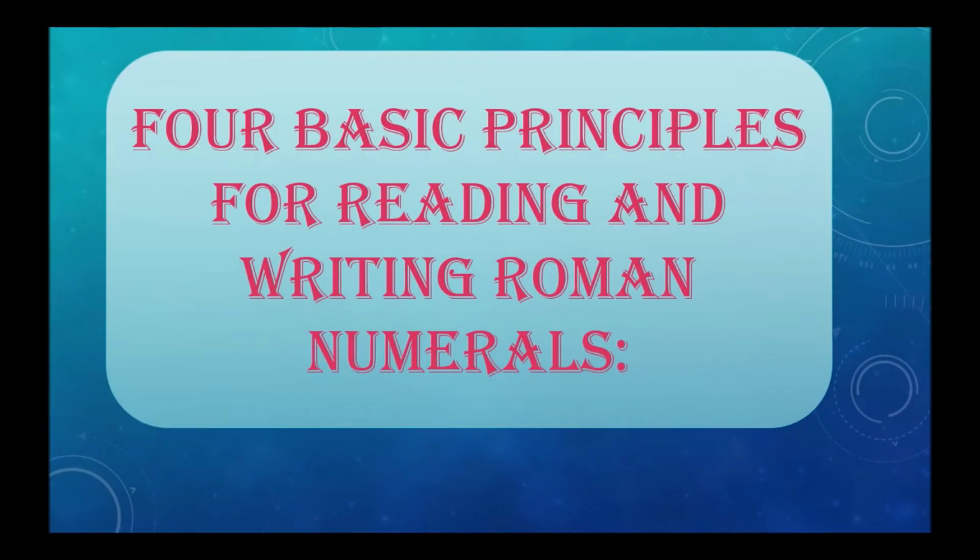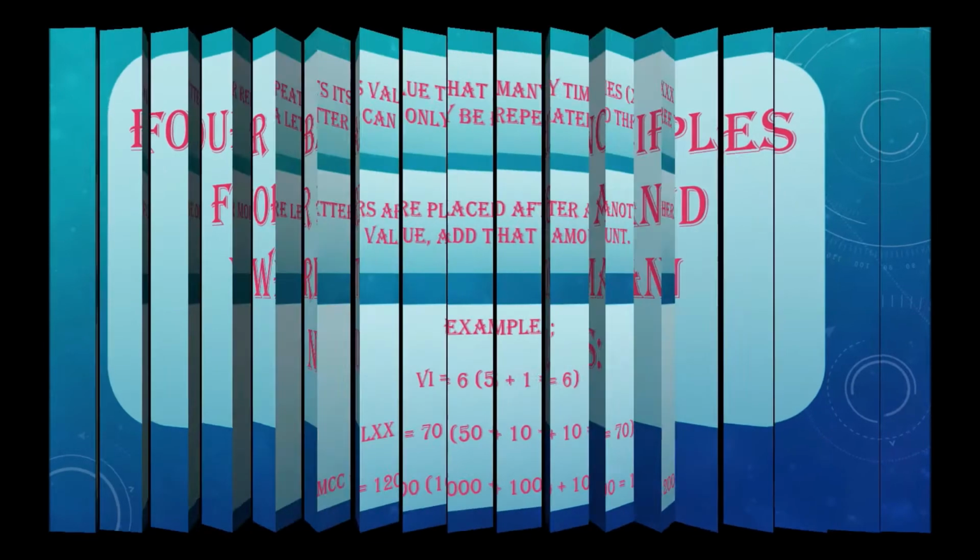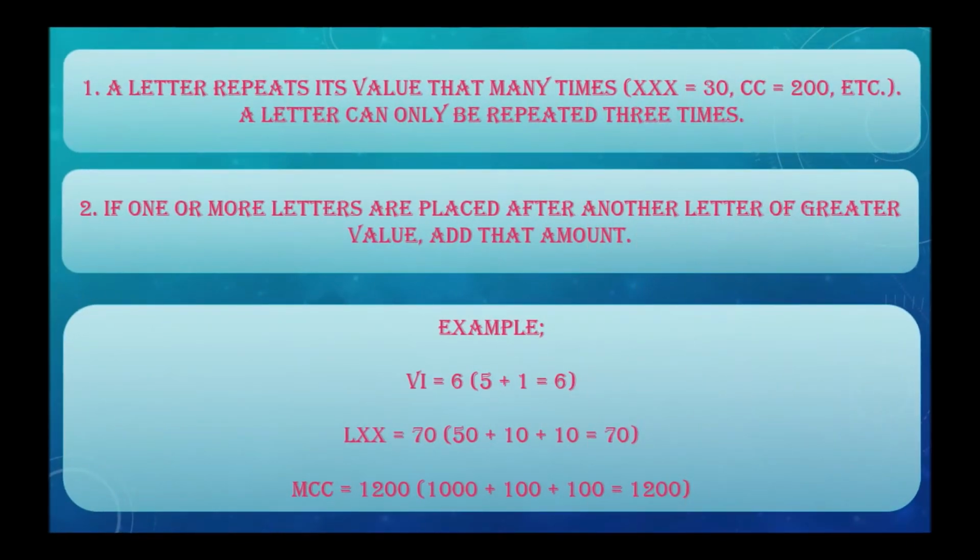Four basic principles for reading and writing Roman numerals. The first one is that a letter repeats its value as many times as it appears. For example, triple X. So 1 X's value is 10, 3 X's is 30. Double C. So 1 C's value is 100. So 2 C's equals 200, etc. A letter can only be repeated 3 times.